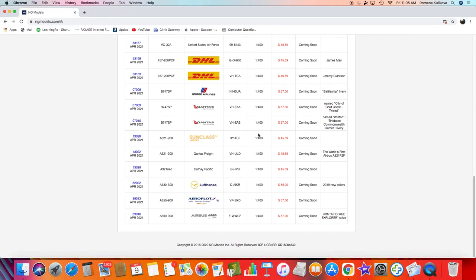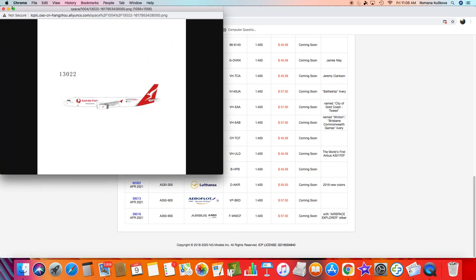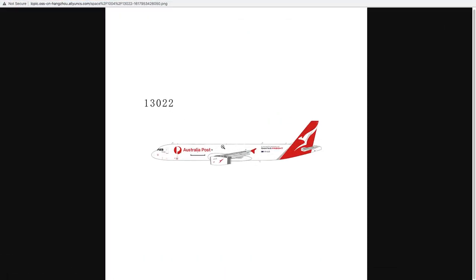It's an 8021. Scale is 1-400. The price is $45.59. Moving on down the line, I honestly feel like Gemini and NG are copying each other, because Gemini hinted that they're going to be releasing this Qantas Freight 8021, and now NG is releasing it, and JC is planning to release it. It's nuts. I honestly sometimes do feel like these model companies are copying each other.